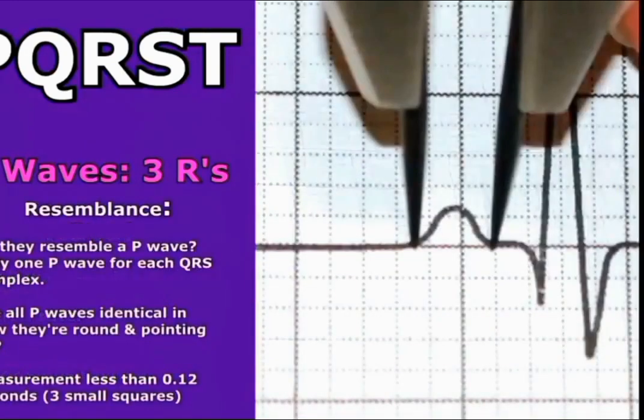Then the resemblance. How do they look? Do they resemble a P wave? How a P wave should look? Because there should be only one P wave in front of every QRS complex. So is that happening? Are all the P waves identical in how they're round, pointing up? And are they less than 0.12 seconds, less than 3 squares? So look at the P wave and count those squares underneath.